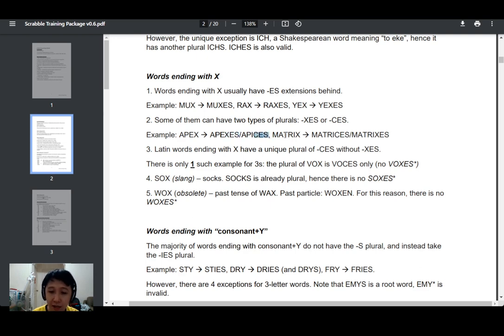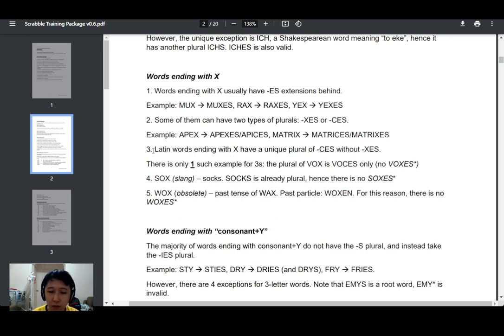So take another example, matrix. What's the vowel in front of X? It's letter I. So you can either spell it as matrixes or matrices. It's not always that this pattern is followed, so you really have to check case by case.